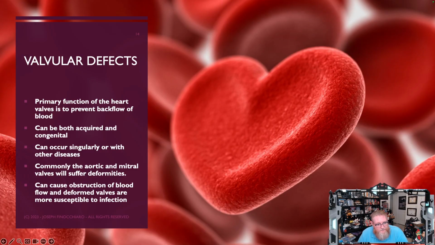Valvular defects. The primary function of the heart valves is to prevent backflow of blood. Valvular defects can occur either through acquisition over time or be present at birth, congenital. They can occur singularly or with other diseases. Commonly, the aortic and mitral valves will suffer deformities. These can cause obstruction of blood flow, and deformed valves are more susceptible to infection.